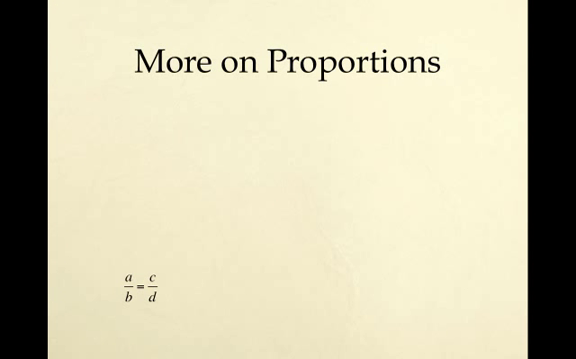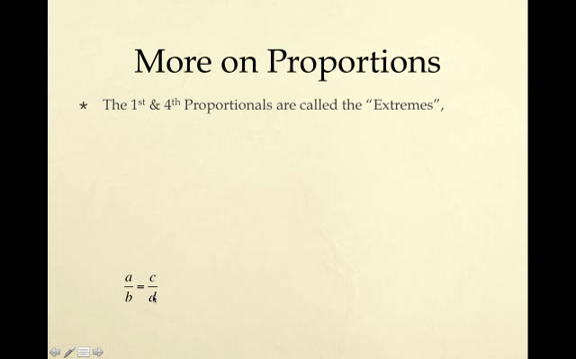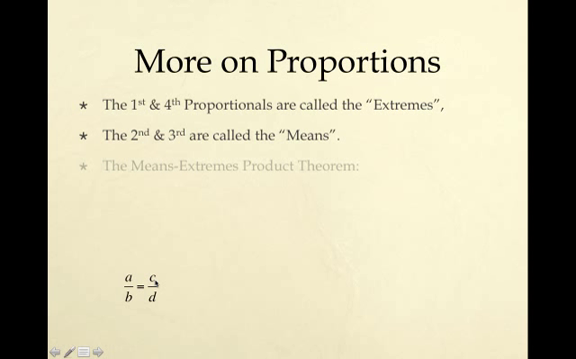Okay, there's a little bit more that we can talk about here with proportions, and we know that the first and fourth proportionals are called the extremes. So A and D, as you recall, were the first and fourth proportionals, and we refer to them as the extremes. The second and third proportionals, or in this case B and C, are called the means. So A and D are the extremes, B and C the means.